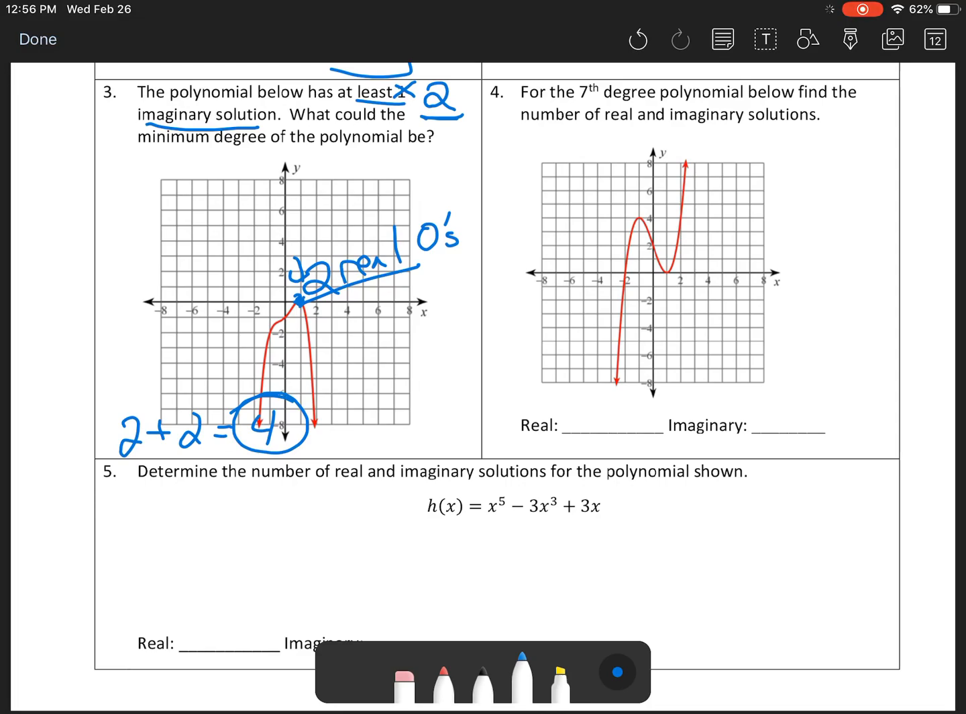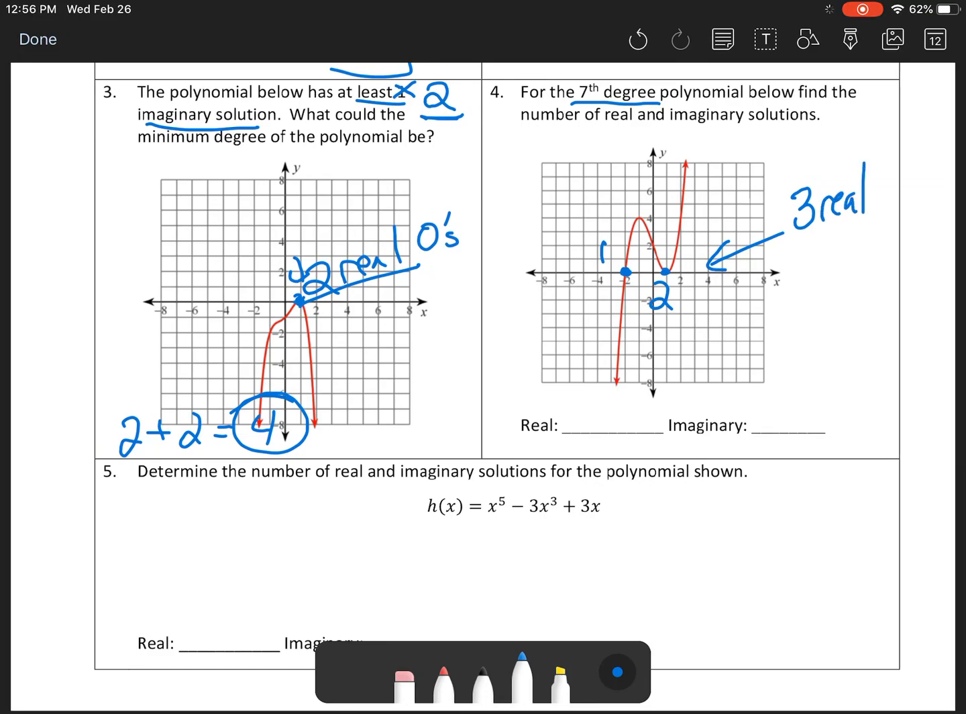Okay. Number 4, it says for the 7th degree polynomial, find the number of real and imaginary solutions. So if you look at number 4, I said the first thing you look at with these is how many times it crosses. So we have 2 zeros here. This first 0 goes through, so it counts once. This one bounces, so this is going to be twice. So right here, this tells me that I'm going to have a total of 3 real solutions.